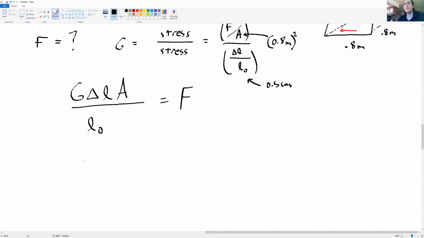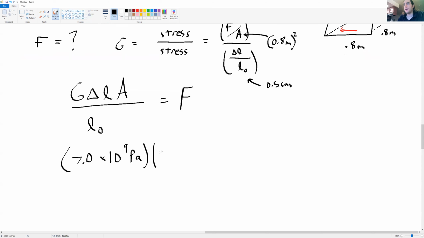Now we can plug everything in. I did have to give you guys the shear modulus for brass. I can't remember off the top of my head, was it 7.0 times 10 to the 9 pascals? Is that the correct value there?